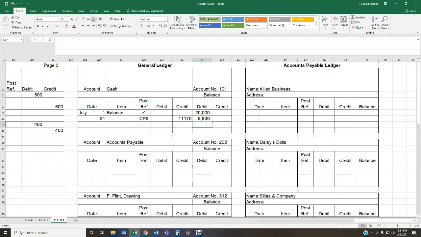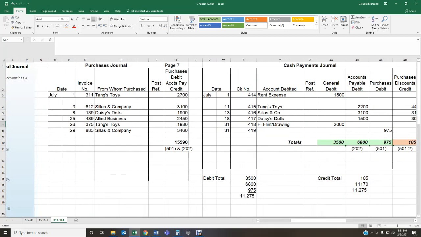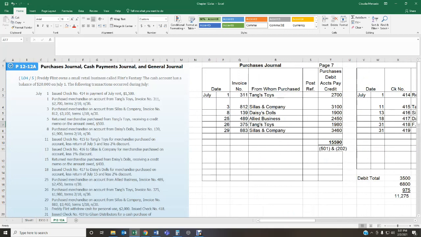So I've already posted, and I like to color coordinate or just highlight, because I want to make sure that we've used up the numbers. So that number has been used, which is your purchases journal has been entered into 501 and 202. Okay, 15,590. So that takes care of that transaction.